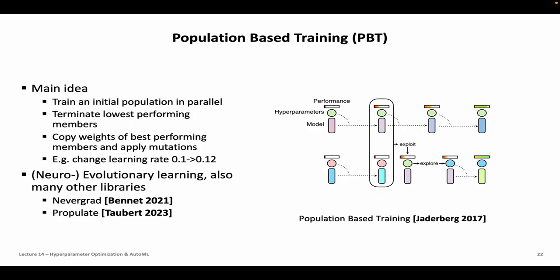This approach is generally referred to as evolutionary optimization. And there are, again, lots of other libraries that do similar things. For example, Nevergrad or Propulate, which is also a hyperparameter optimization tool that is optimized for usage on HPC systems.